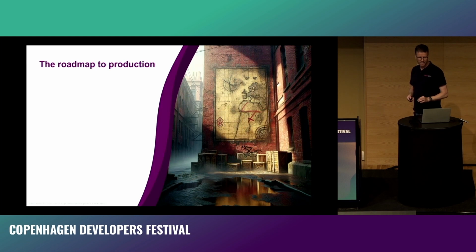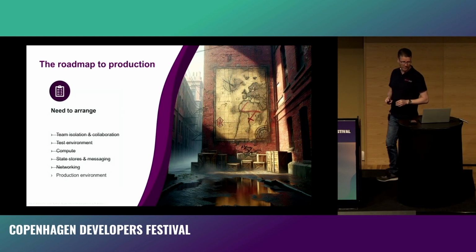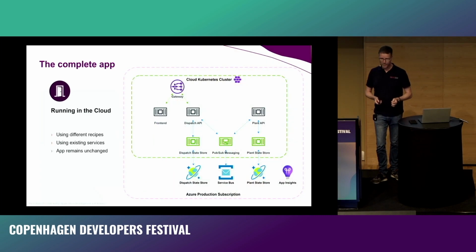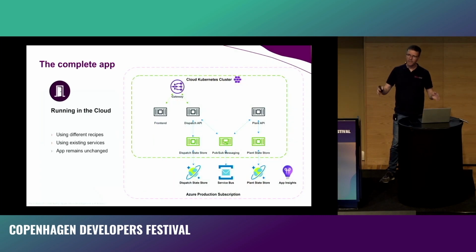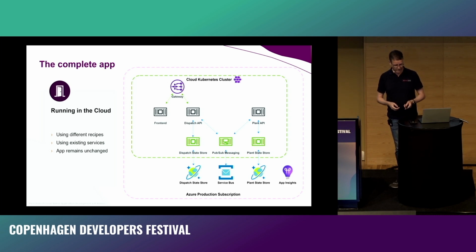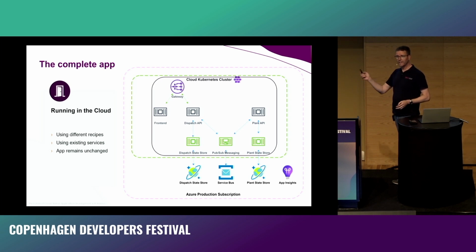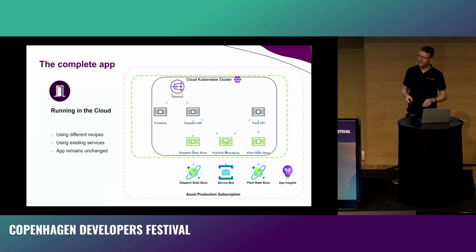Right, back to the shopping list or the roadmap to production. The final thing we need to do now is to define a production environment. So we take the same exact application definition, we replace a few recipes so that instead of containers we now start deploying PaaS resources. And of course, we target a Kubernetes cluster running in the cloud instead of a Docker Desktop cluster running on my laptop.